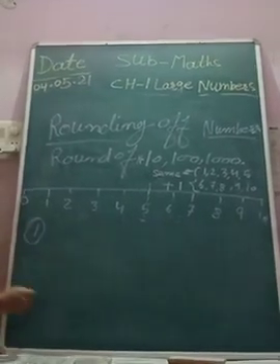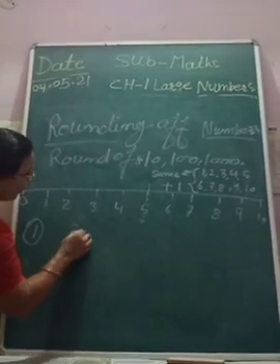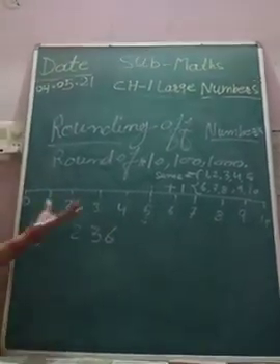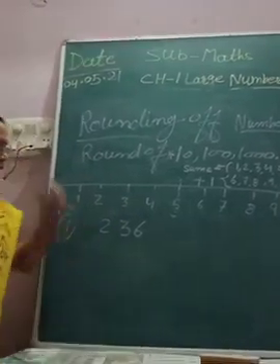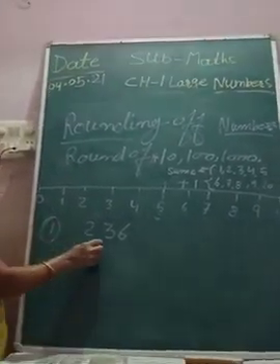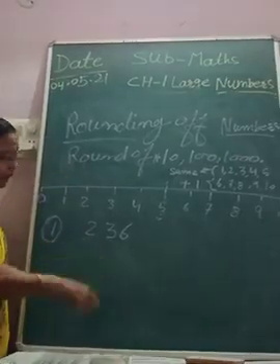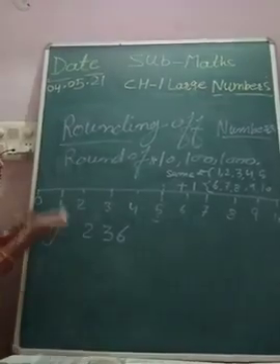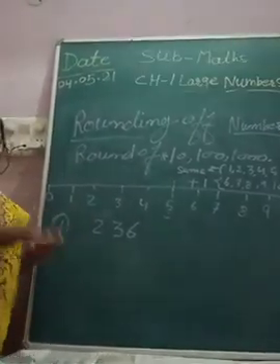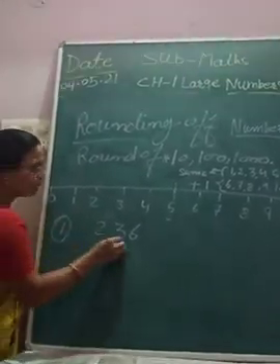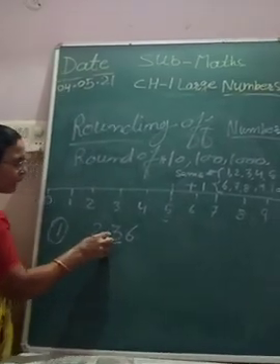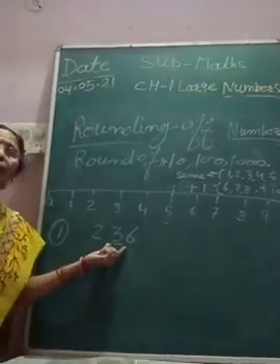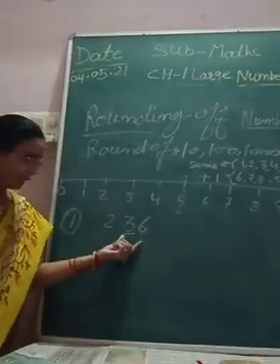Suppose I have written the number 236. For rounding a number, I have told you, round off to the nearest 10. Nearest 10 means first you have to find which digit we have to round off. Your 3 is on the tens place. If you have to round 3, it means nearest 10.